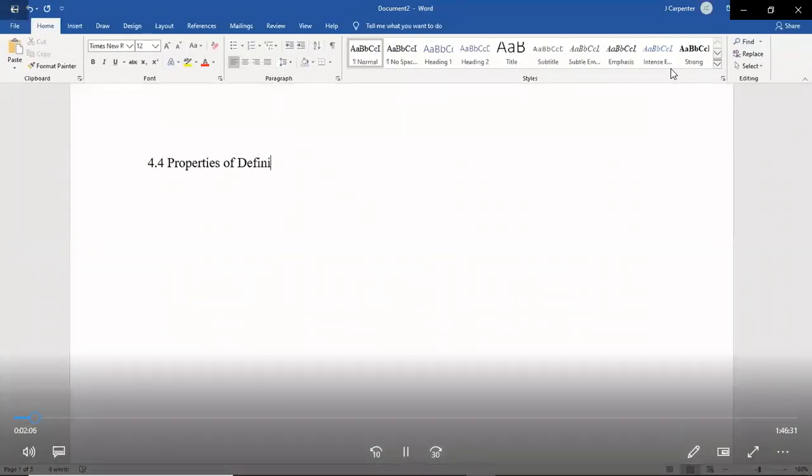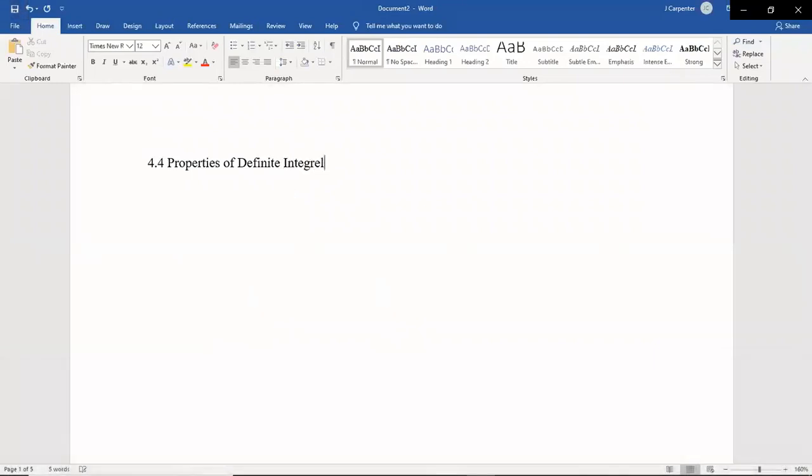Properties of definite integrals. The additive property, average value, moving average. So we're going to do more of this integration stuff, obviously.